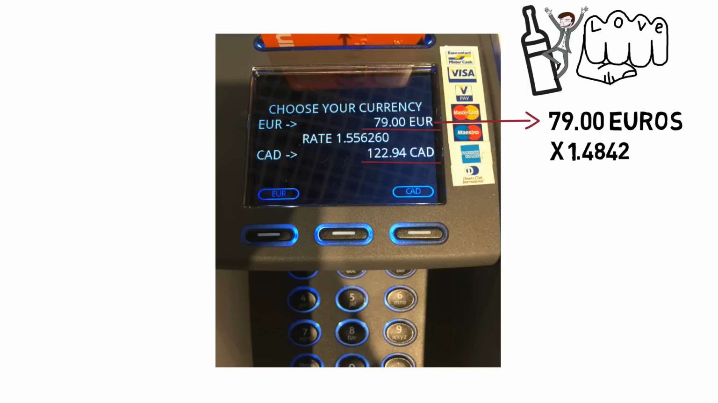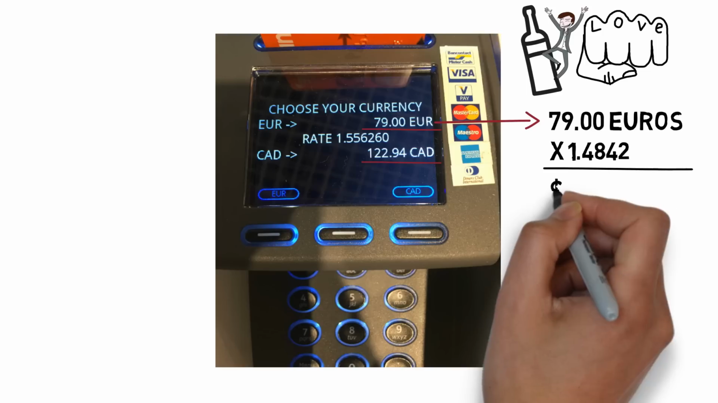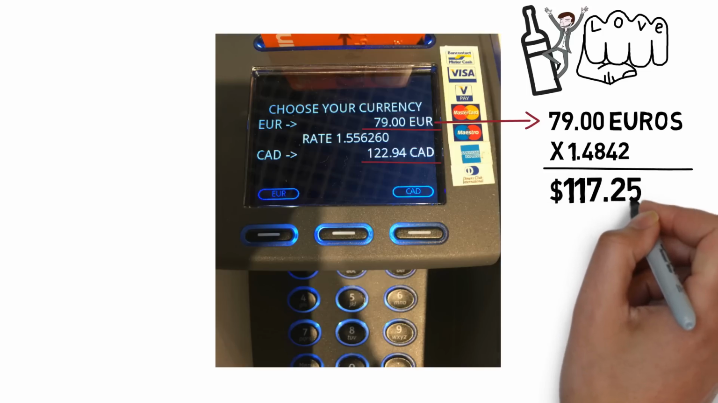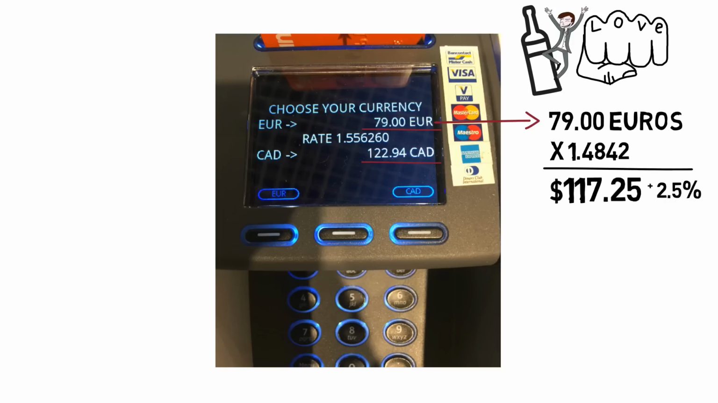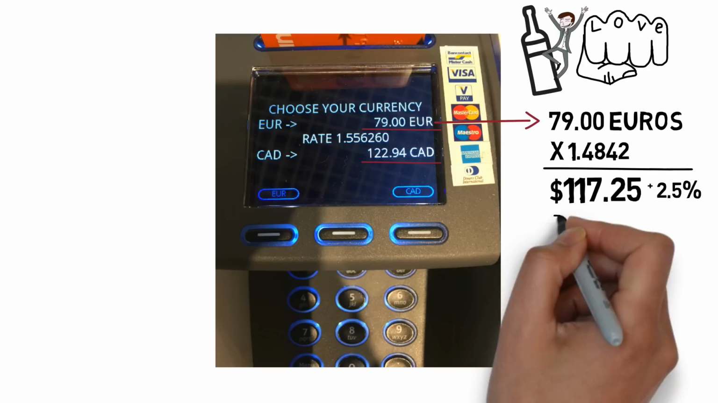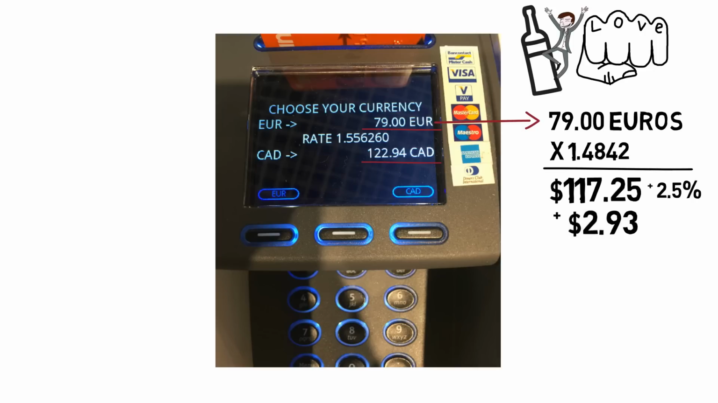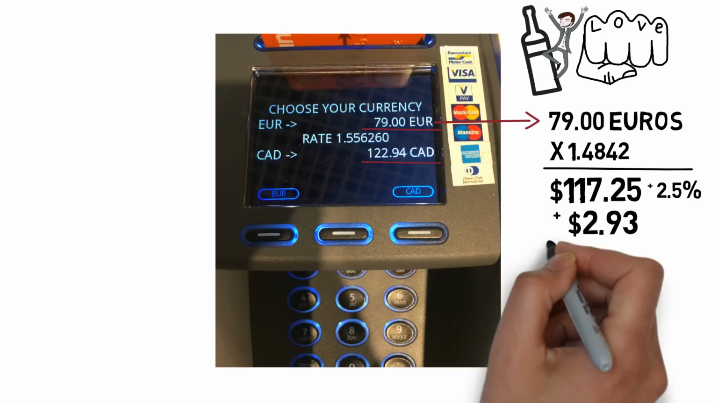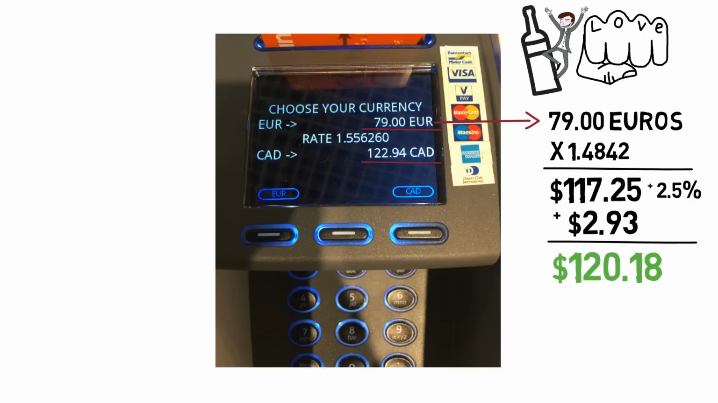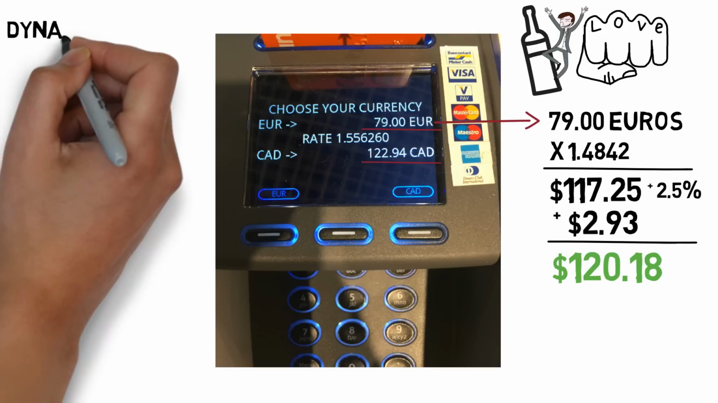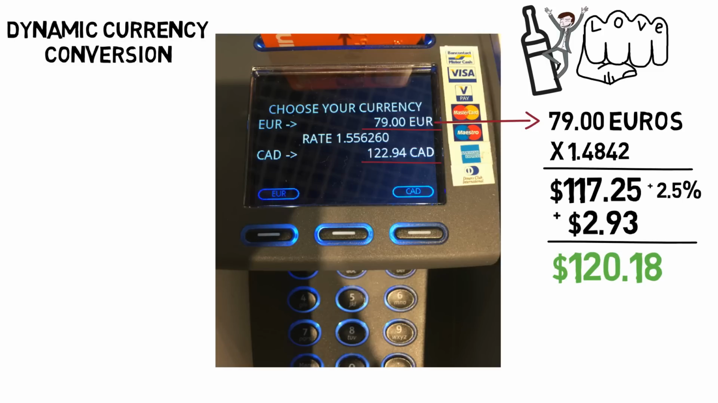If you simply took 79 euros and multiplied by 1.4842, you would get $117.25. If you added the average 2.5% conversion fee, 2.5% of $117.25 would be $2.93. Adding $2.93 to $117.25, we get $120.18.